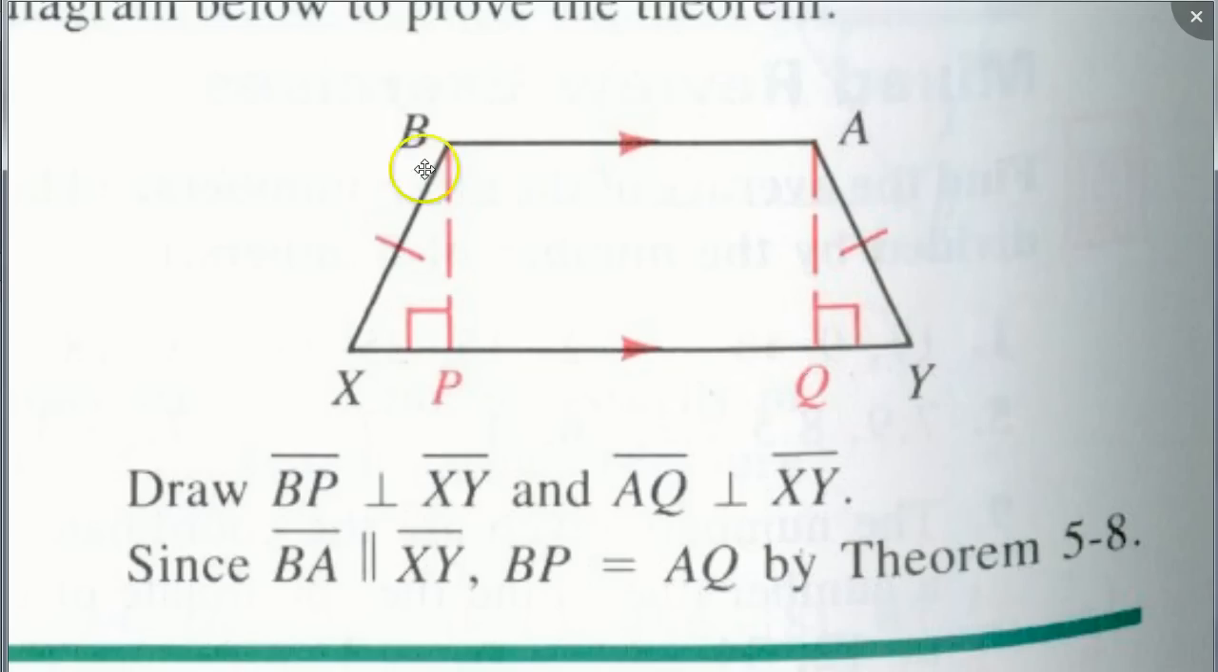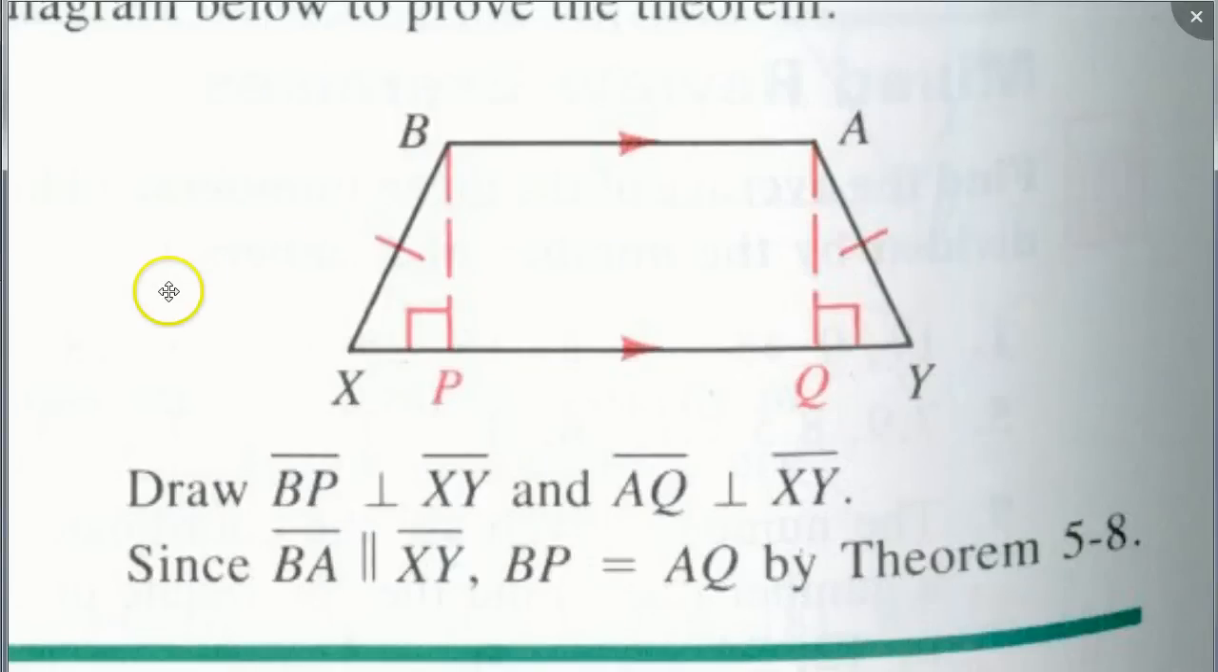So by what are these two triangles congruent? Yeah, HL. We have right triangles. By HL, the two triangles are congruent because we have BX congruent to AY, BP congruent to AQ, and both are right triangles, where BX is the hypotenuse and AY is the hypotenuse. Since the two triangles are congruent, what can you tell me about angle X and Y? They are congruent, as corresponding parts of congruent triangles.